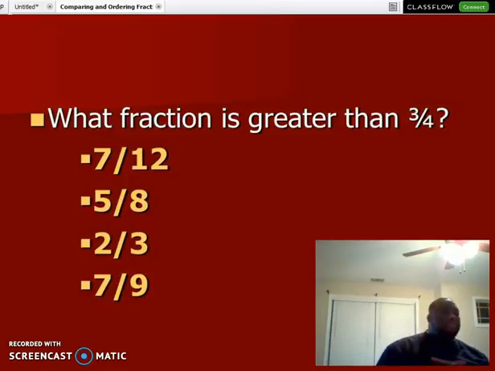Now, which of these fractions here is greater than 3/4? And at any time during the video, and I'm sorry, I should have told you guys earlier, you can pause it to see some of the things that I have done. Which fraction is greater than 3/4? So I'm going to put 3/4 up here.